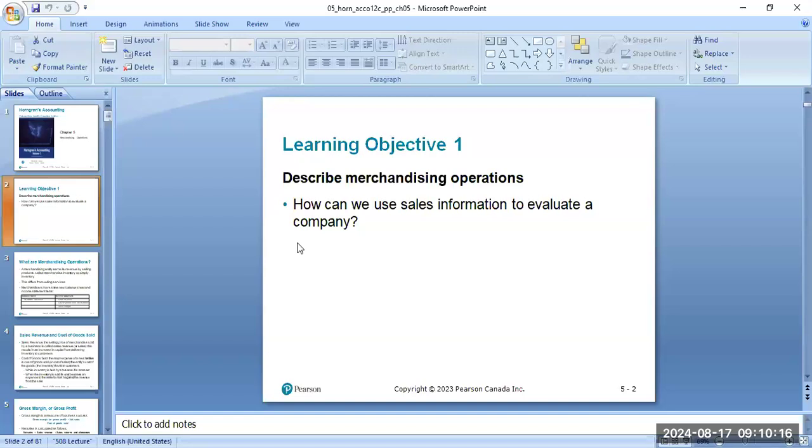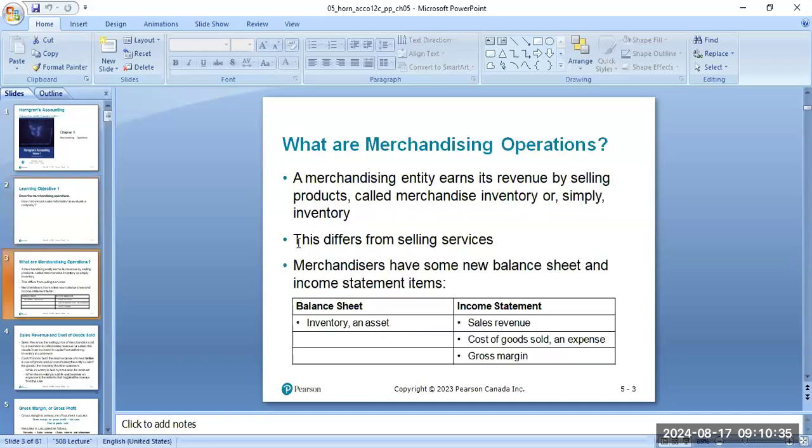Merchandising operation: a company buying product and selling product. All the products are finished, complete products. We're not producing it, we're not improving it, we're just buying and selling. Period. So the merchandising entity is going to earn revenue by selling products, which is called merchandising inventory. Or, for simplicity, we can just call it inventory.